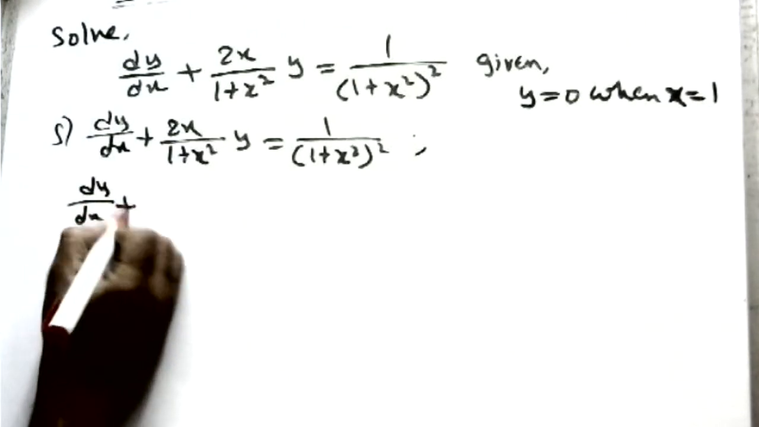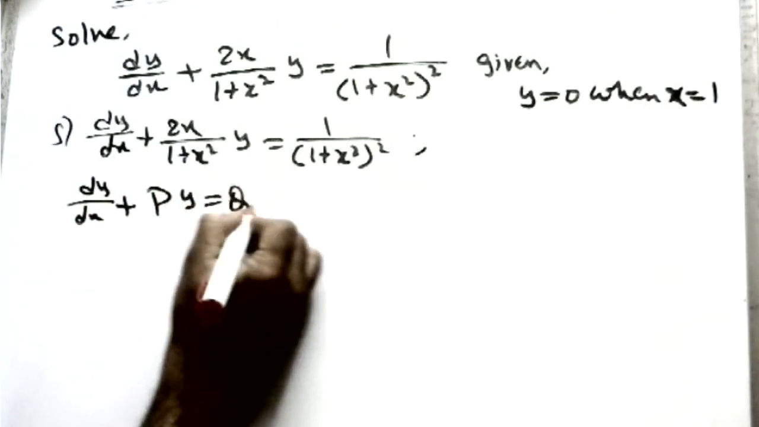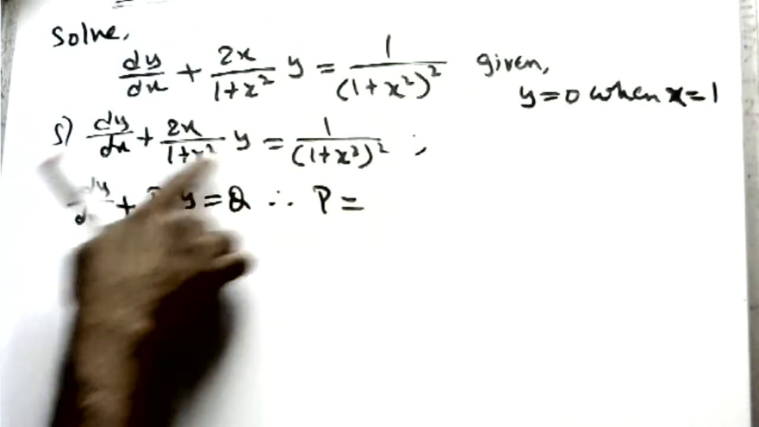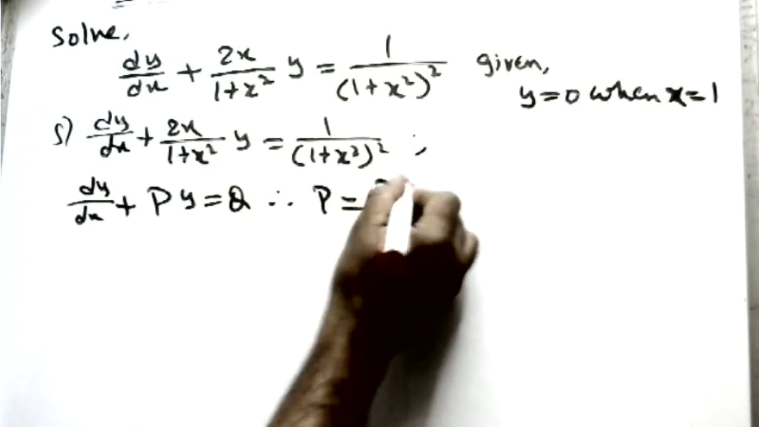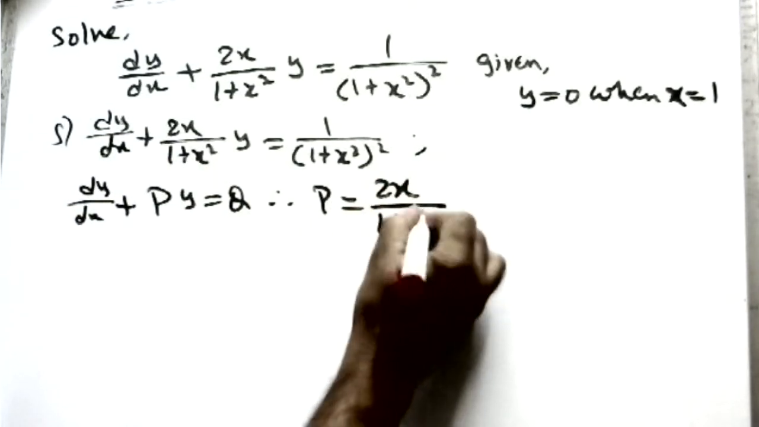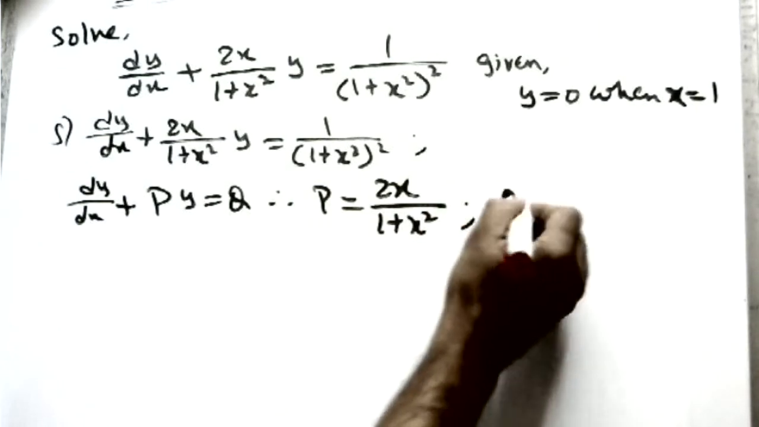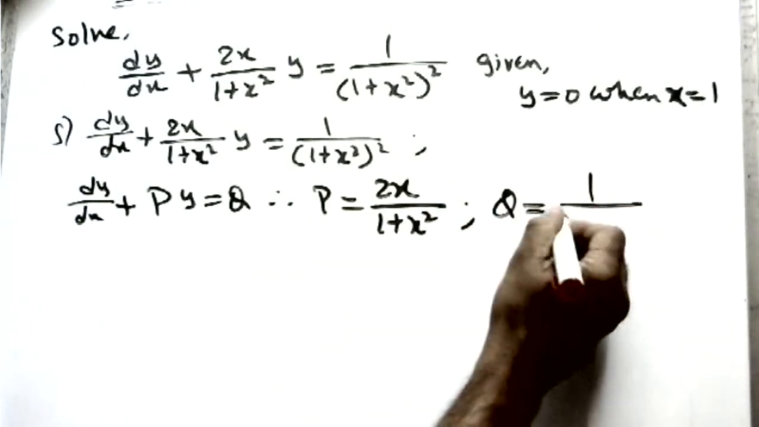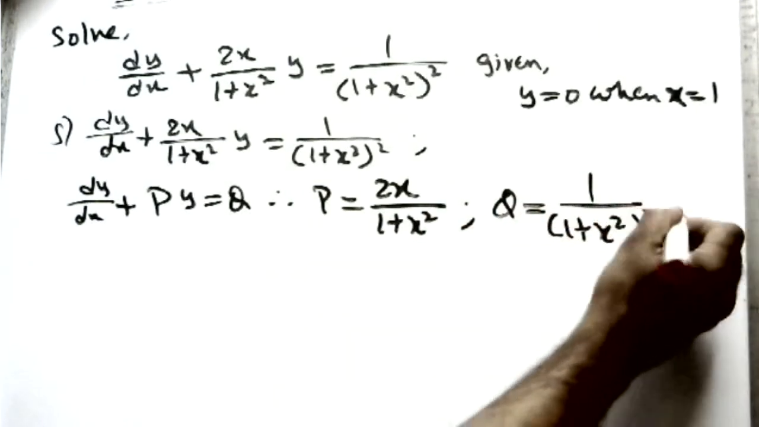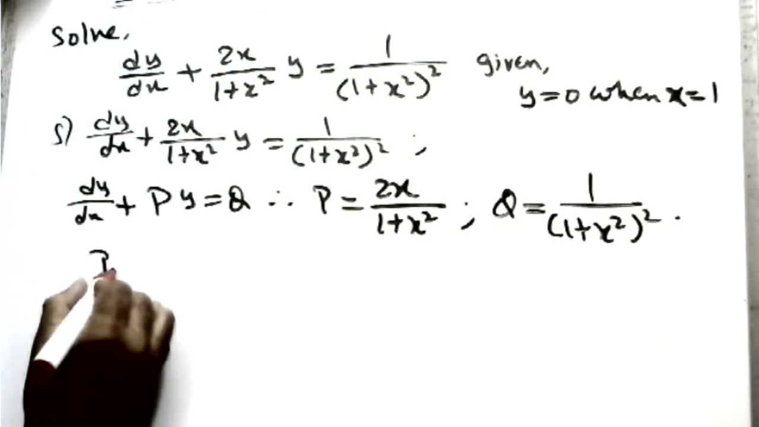Now compare this with the general form, dy by dx plus Py equals Q. Therefore, what is the value of P here? P is 2x by 1 plus x square, and Q equals 1 by (1 plus x square) whole square.